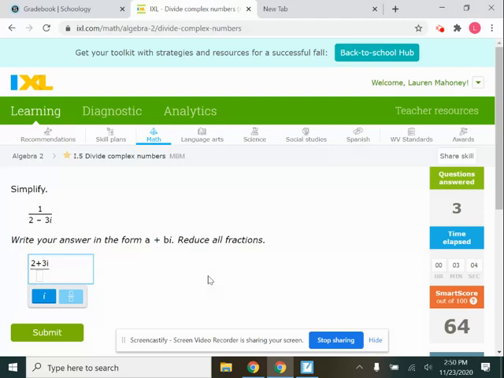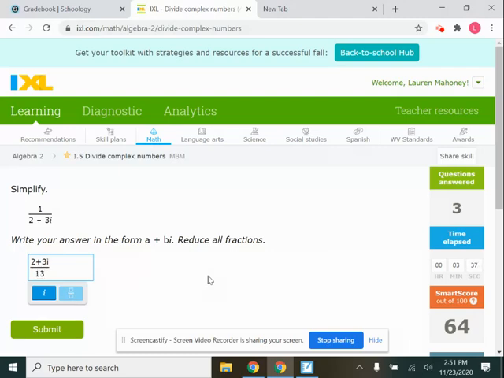I'm going to type out what you get before you simplify. So you're going to get 4 plus 6i minus 6i minus 9i squared. Now again, the plus 6i and the minus 6i, those are going to add out to 0. Minus 9i squared is going to become a plus 9. And then 4 plus 9 is 13.